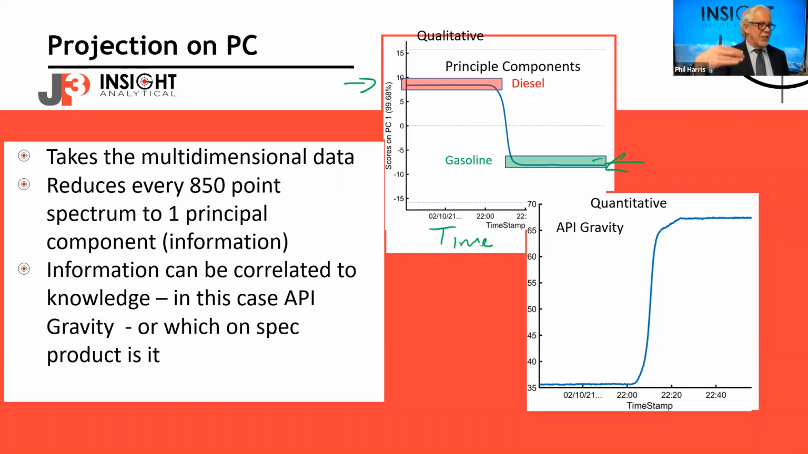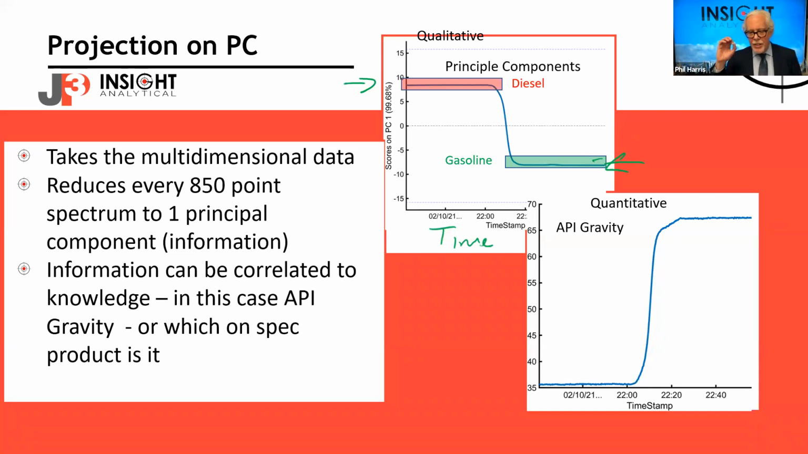Now I can use that as an X and Y thing. Just like, remember, I did that plot with the X and the Y. How much of X value do I have there, this principal component? And what did the lab tell me the API gravity was? I can make a mapping between those. So now that I've got this principal component information, I can do qualitative stuff like what product is it? And I can also do things like what's its API gravity? What's its research octane number? What's its vapor pressure? Depending on what products it is.